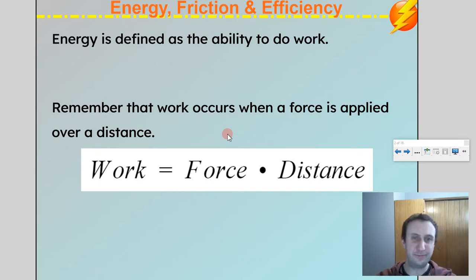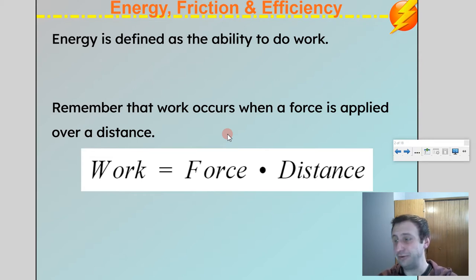Well, energy is defined as the ability to do work. So when you think about what work is, you know that work is applying a force over a distance. And you learned the formula for work as force times distance. So you can think about energy as the ability to apply a force over a distance.